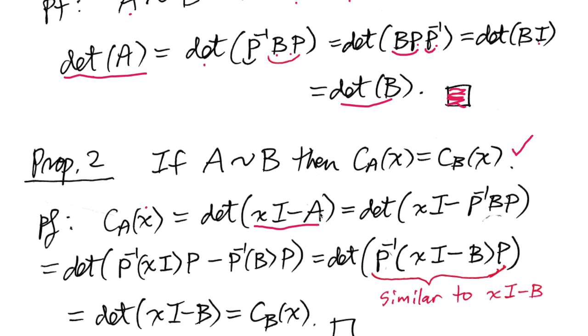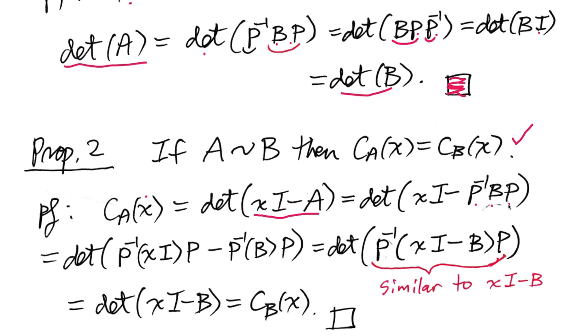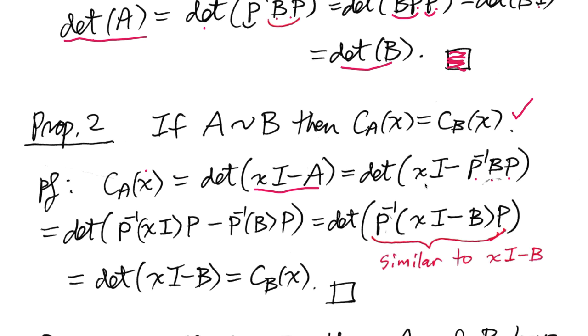Now, what's A again? A is going to be P inverse BP for some P, so I've substituted that in there. So I've got the determinant of xI minus P inverse BP. Now I want you to notice that I'm going to rewrite I in the following way. This is actually P inverse xI times P.